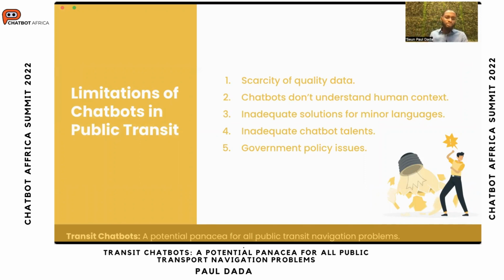Two, chatbots don't understand human context. What does this mean? There are tens of thousands of ways by which people communicate the same thing. So our system has to be robust enough to understand what people mean, not necessarily what they type, so that we can give them their solution.